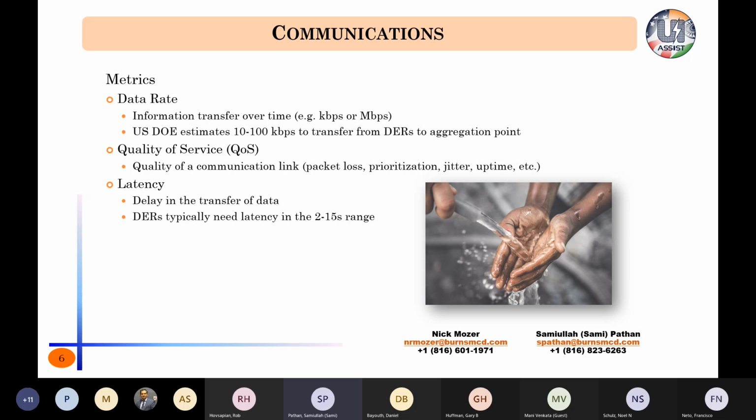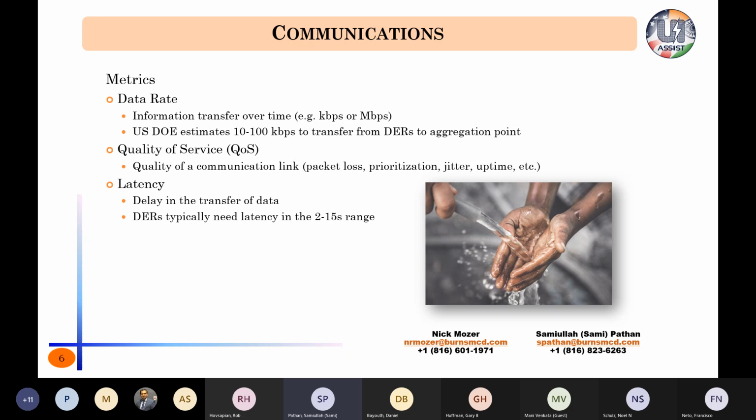In fact, the U.S. Department of Energy estimates that 10 to 100 kilobits per second is typically enough to carry information from a home to a central aggregation point. So this would be something like a utility facility or a utility pole somewhere. Quality of service, QoS, is often referred to. This is typically used to manage the quality of a communication link. These are parameters like packet loss, data prioritization, jitter, uptime, all those things come together to determine a link's quality of service. And it's often really a function of specific technologies and protocols being used. So it's not necessarily that, if you use fiber, you're going to get better quality of service. There are a lot of other things at play, which we'll get into later.